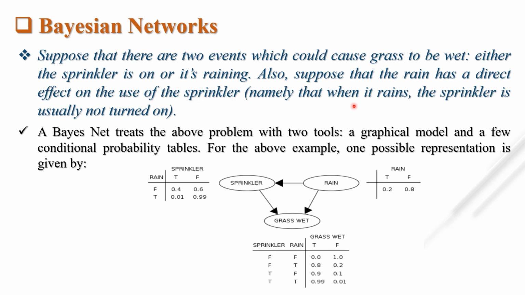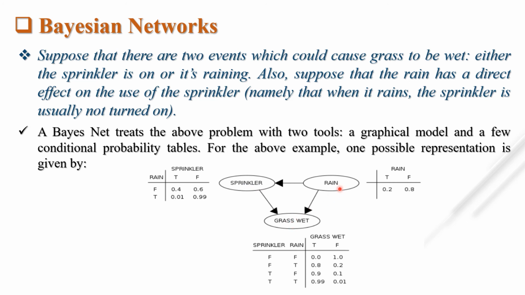Then when it rains, most of the time the sprinkler is usually not turned on. If it is raining, then why would you turn on the sprinkler to spread the water? So a Bayes net treats the above problem with two tools. The first one is the graphical tool, that is this one. If it rains, then the grass may be wet. If the sprinkler is turned on last night, then also the grass can be wet.